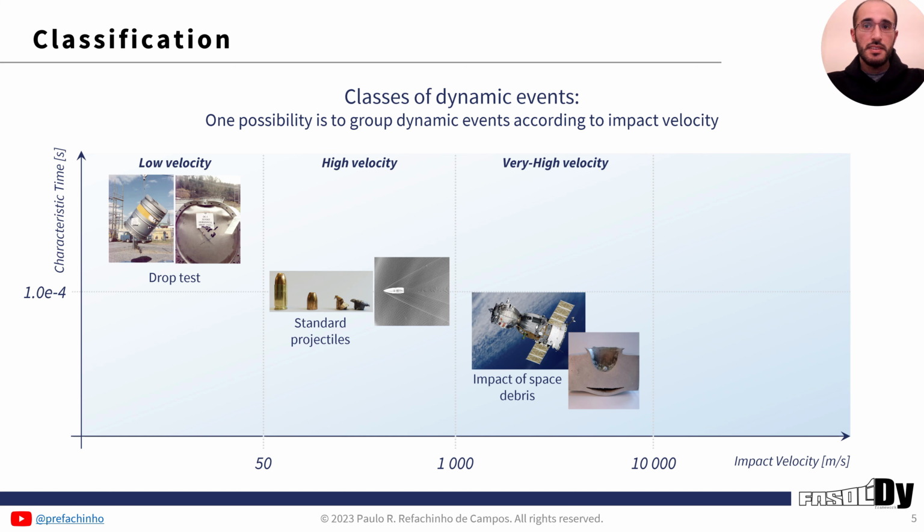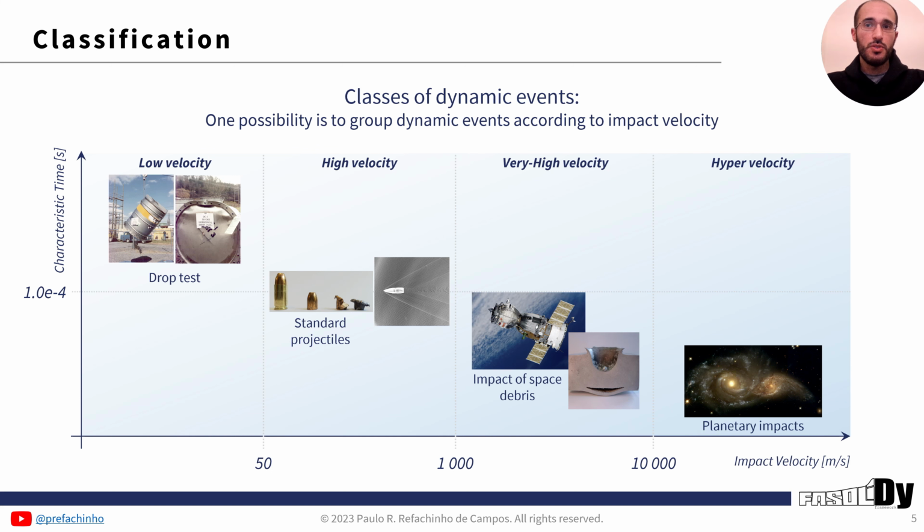So above that impact velocity of 10,000 meters per second, we will have what we call a hypervelocity impact. So in hypervelocity impact, we are usually referring to interplanetary impacts. So the case of a comet colliding against a planet, or this type of thing. So the magnitude of the energy and the quantities involved in such type of problem is extreme.